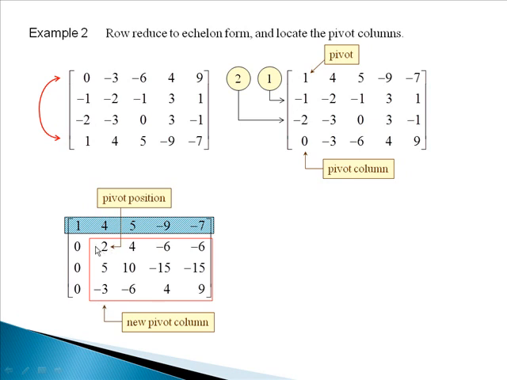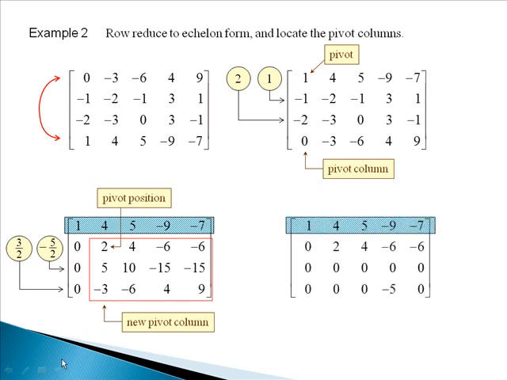So the first thing I'm going to do is multiply this 2 by a negative 5/2 and add that then to the 5. And that will give me a 0. And then I'll multiply by a positive 3/2 and add it to the negative 3, and that'll give me a 0 there as well. And we do the same thing throughout, and we get the following matrix.